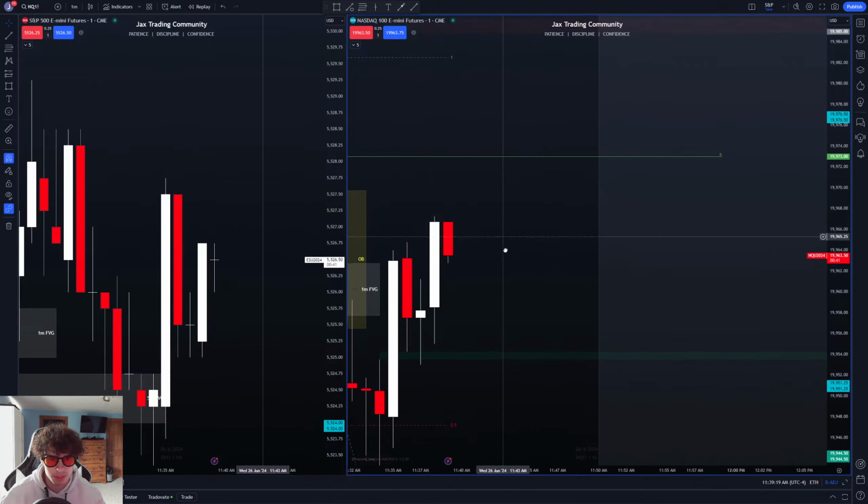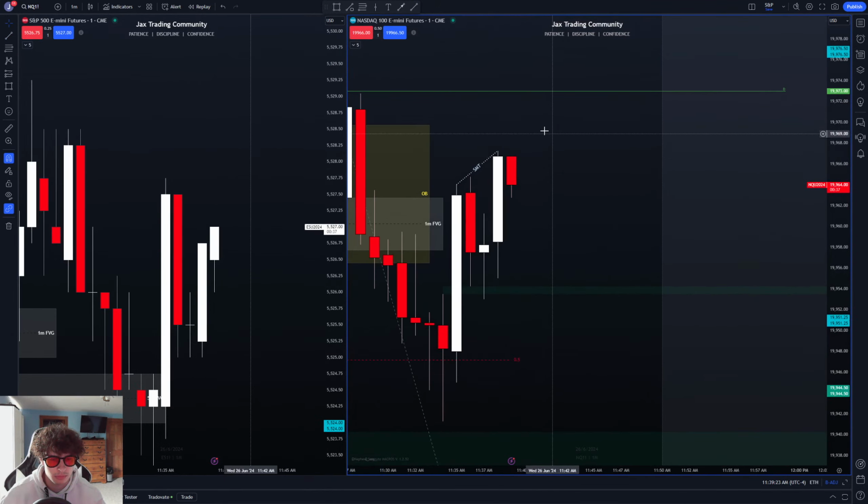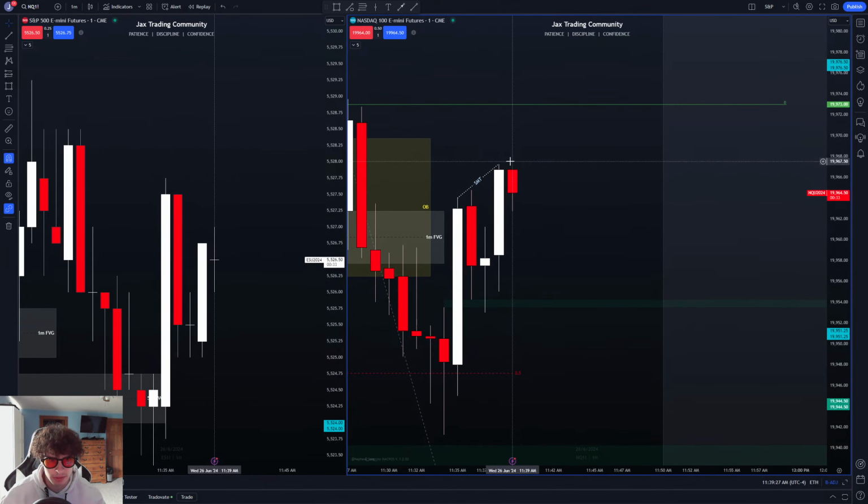We do also have a small short-term SMT right here. It probably won't respect though. This SMT will not be valid until we get a breakaway candle, which is a candle that creates a fair value gap.